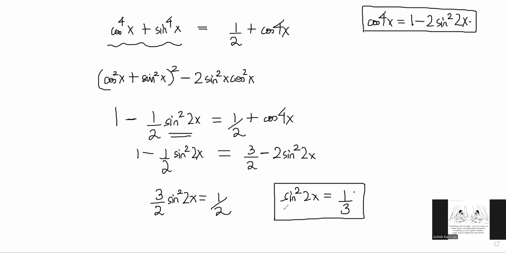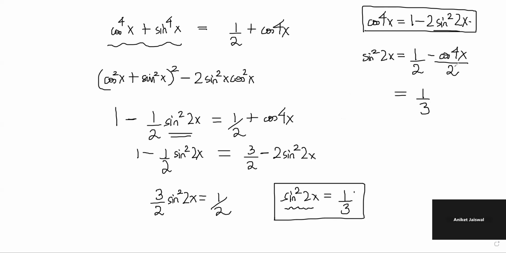From here, we can simplify it in many ways. One way is to again use this and say sine square 2x is equal to 1 by 2 minus cos 4x by 2, which is equal to 1 by 3. So you'll get cos 4x directly. And then this is a better solution because it involves less calculations. So there are multiple ways to do the problem. You should have done it though. It is not so difficult that you could not have done it.